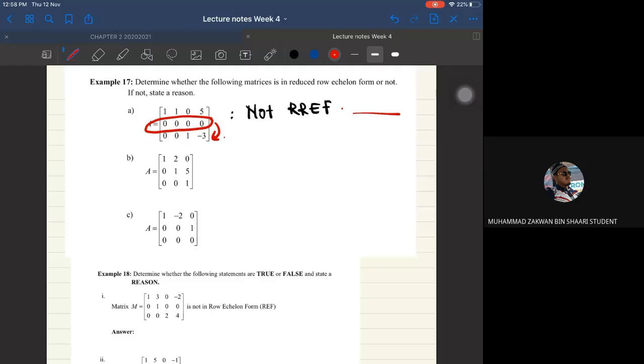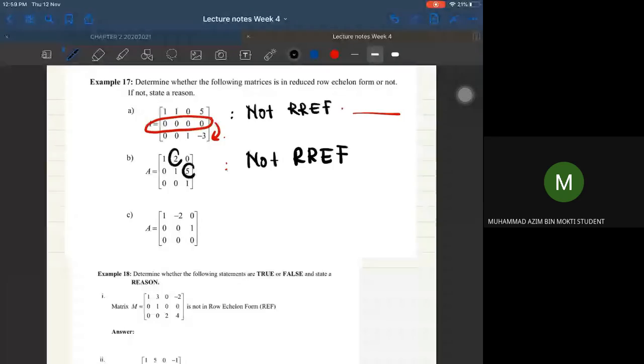So, B. Is this RREF? No. Okay, ni pun bukan RREF. Sebab apa? Dia tak memenuhi syarat mana? Syarat yang ke 1, 2, 3, 4. Mana? Syarat yang keempat. 4. Kan? Okay, sebab apa? Yang ni dengan yang ni mesti kosong. Sebab dia ada nombor 1. Okay.